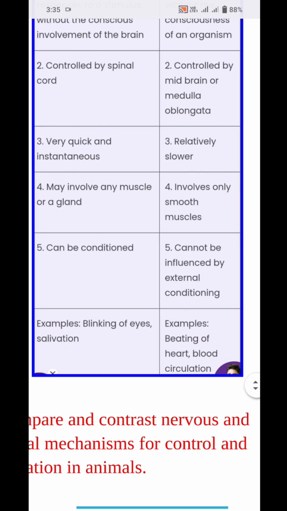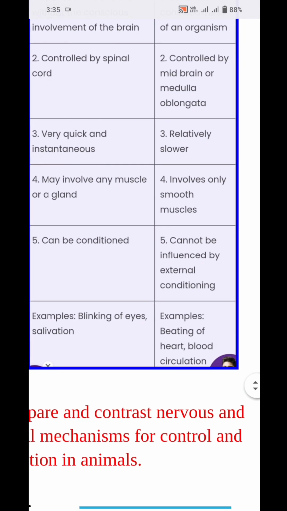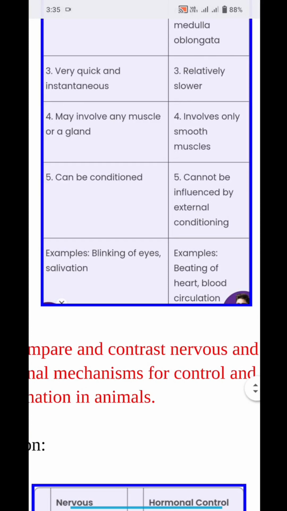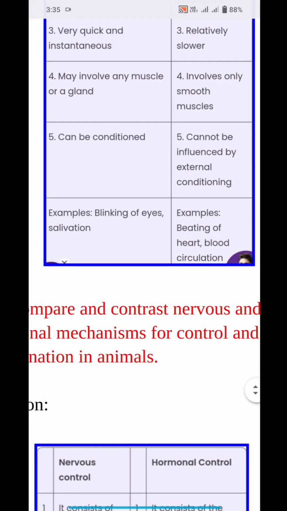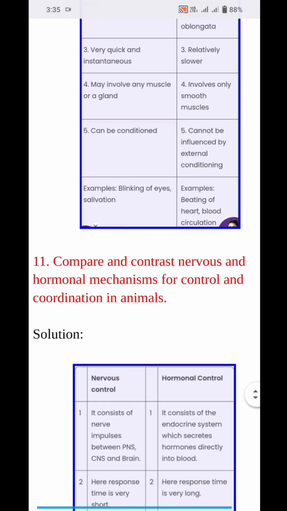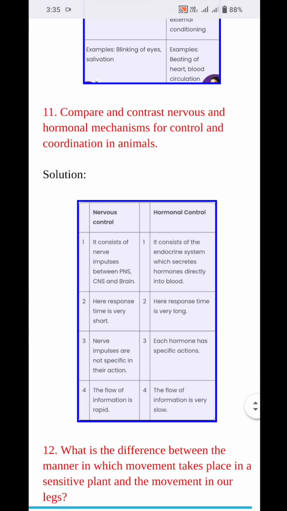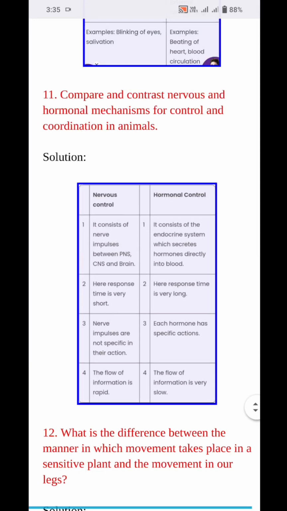Reflex action may involve any muscle or a gland. Involuntary action involves only smooth muscles. Reflex action can be conditioned; involuntary action cannot be influenced by external conditioning. Example of reflex action: blinking of eyes, salivation. Example of involuntary action: beating of heart, blood circulation.